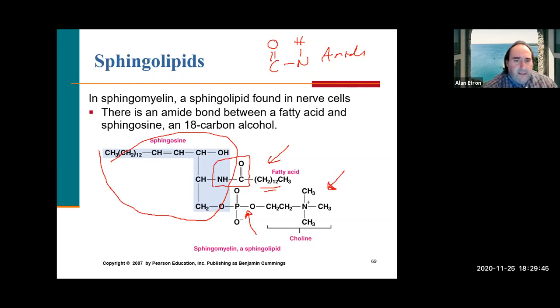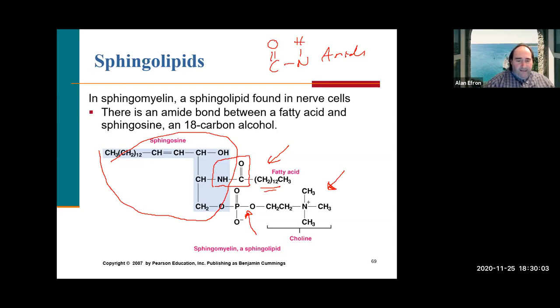Any questions on that? So for sphingolipids, you need to know, again, the components that make it up: sphingosine, one fatty acid, phosphate group, and amino alcohol. Any questions on that?